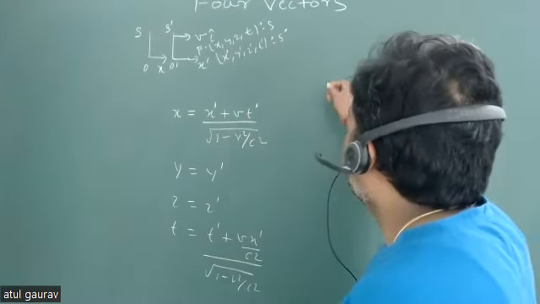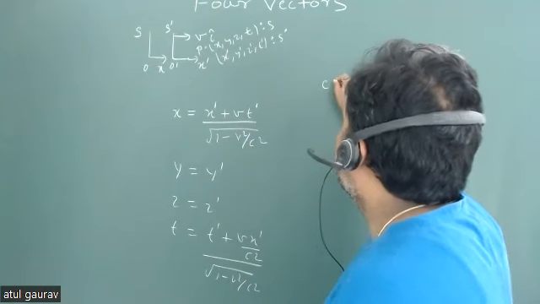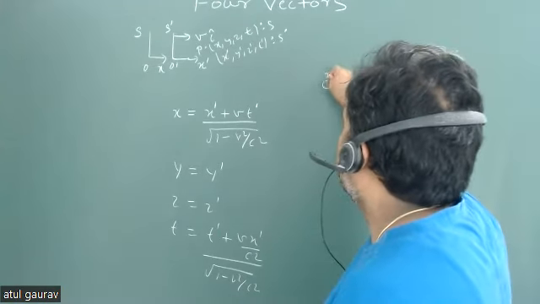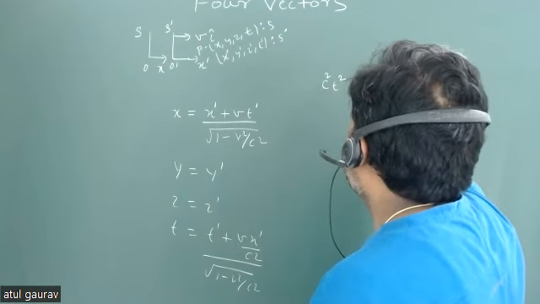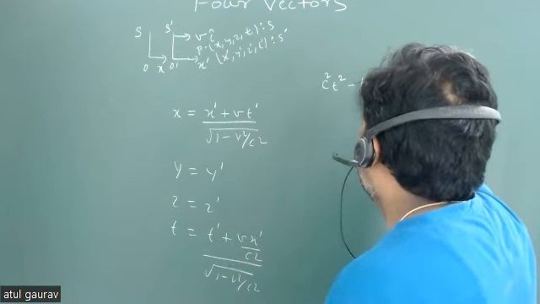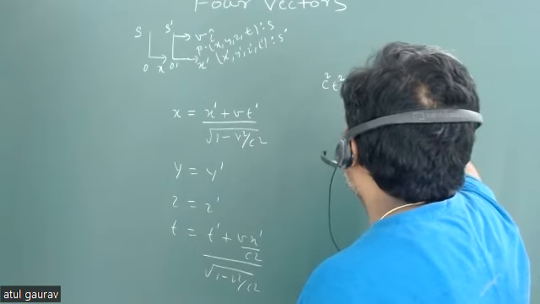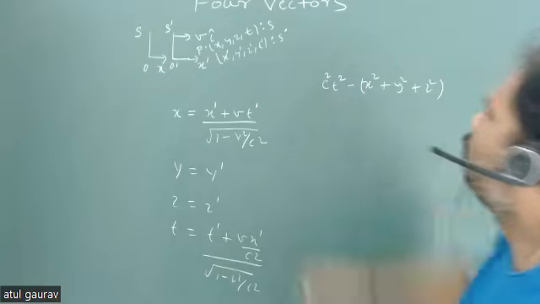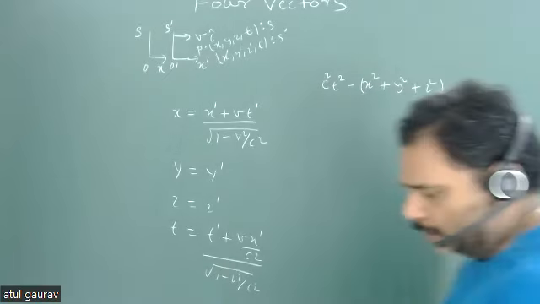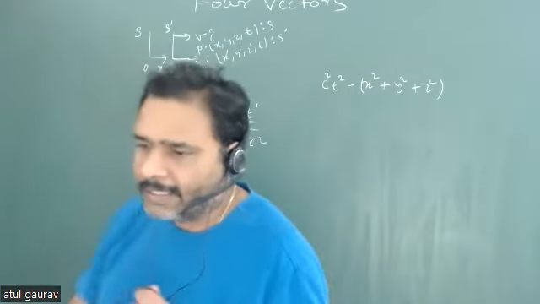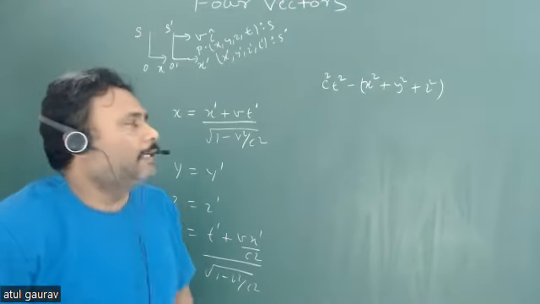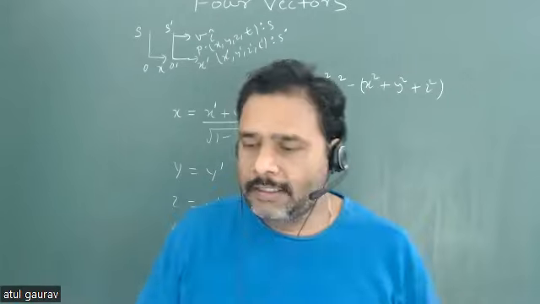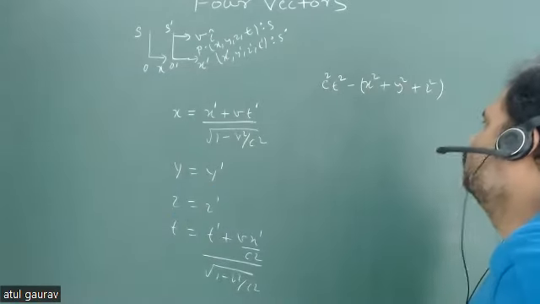So let's take the quantity c square t square minus x square, and you can write x square plus y square plus z square. Let's assume this is one particular quantity. What is this particular thing? We will discuss later. We just want to transform this thing using the Lorentz transformation. So let's see what is going to happen.